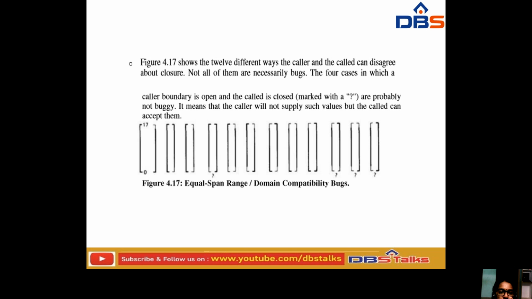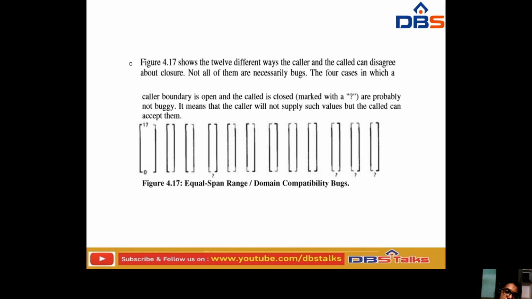1 2 3 4 5 6 7 8 9 10 11 12, these are the 12 different ways. So it is having equal span range about the domain compatibility bugs. This figure shows the 12 different ways that the caller and called can disagree about the closure. So not all of them are necessarily bugs. In these four cases in which the caller boundary is open and the called is closed, marked with the question mark, it is probably not buggy. It means that the caller will not supply such values, but the called can accept them.